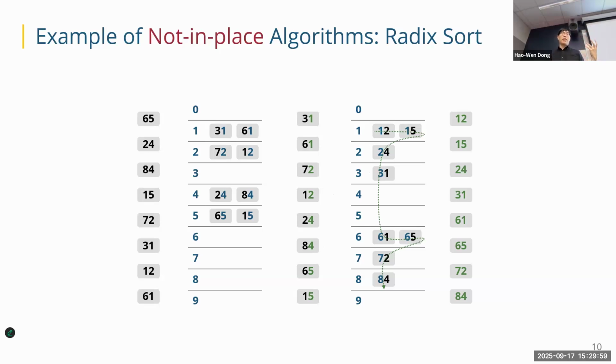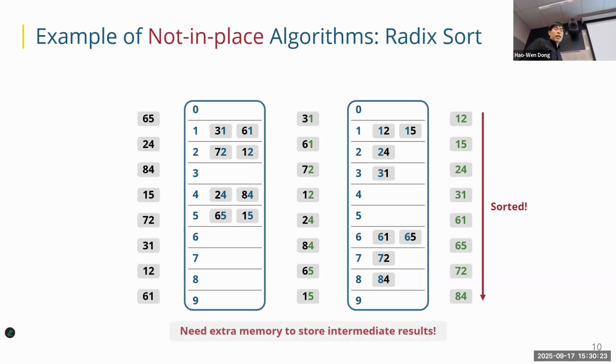So this is what we call a non-in-place algorithm. It is called radix sort. What's happening is that you actually need this extra space to store the temporary stuff that you need to do the sorting. So this is an example of a non-in-place algorithm. After that, everything will be sorted, but you need extra memory to store intermediate results. Question on this?